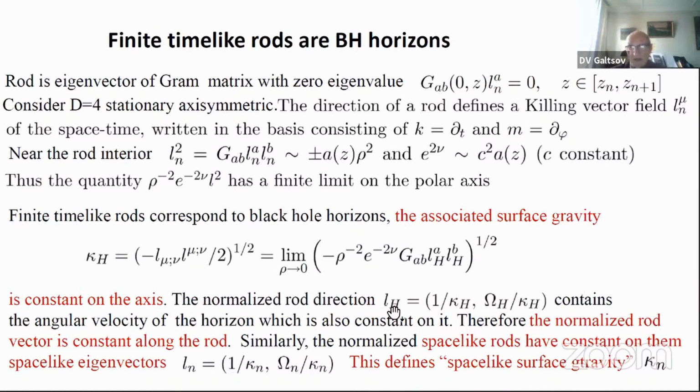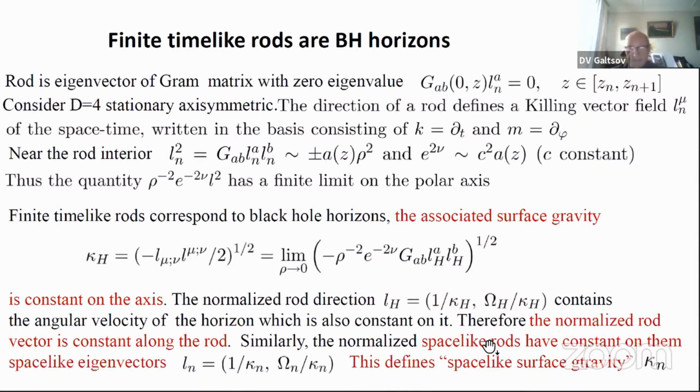So such a normalized rod direction will be parameterized by two quantities: the surface gravity and the angular velocity of the horizon. And the theorem that the rod direction is a constant vector along the rod is now equivalent to constancy of the surface gravity and the angular velocity of the horizon. But the same is true for space-like rods.